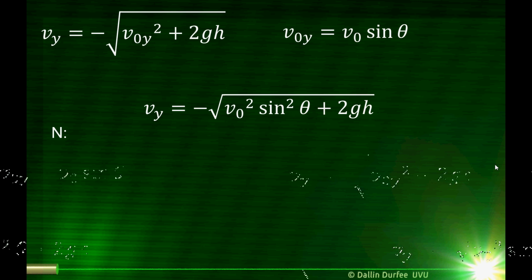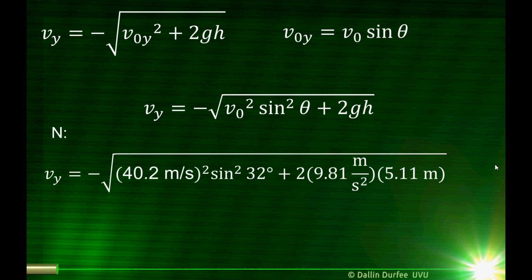Next step is numerical. So I'm going to plug in numbers. When I do that, I plug in v naught, I plug in theta, I plug in g, I plug in h, and then I evaluate the whole thing, and I find that v sub y is negative 23.5 meters per second. So the y component of velocity when the bike hits the ground is 23.5 meters per second in the downward direction. That's pretty fast. Of course, the bike left pretty fast too. I don't know if this is really realistic.